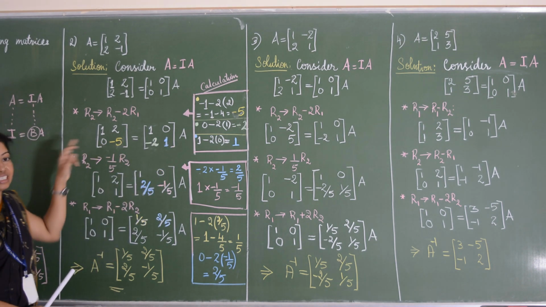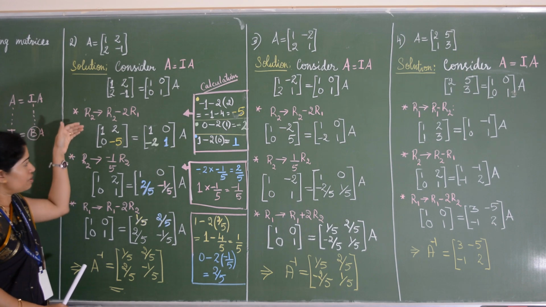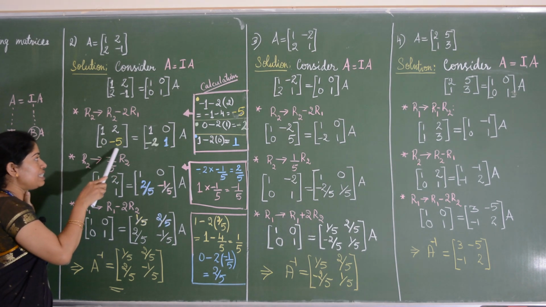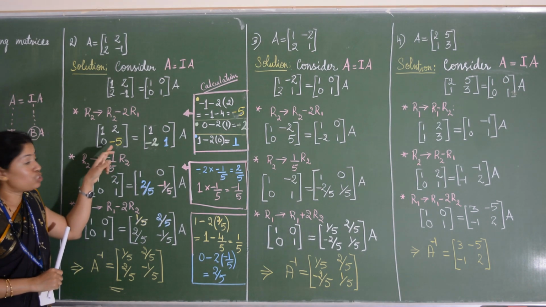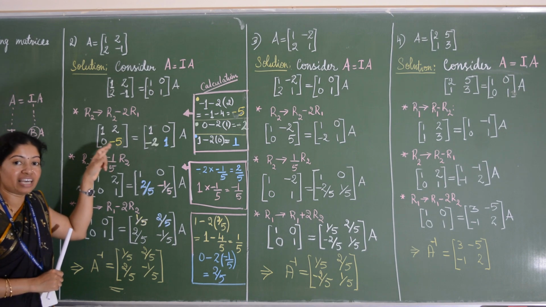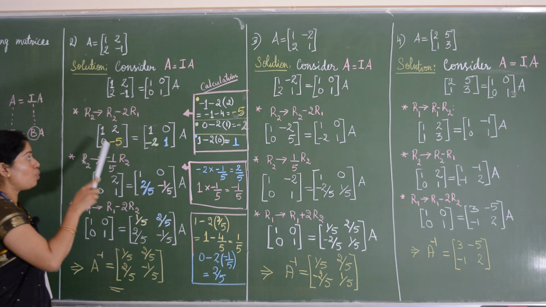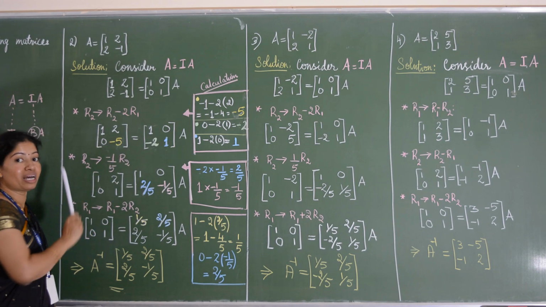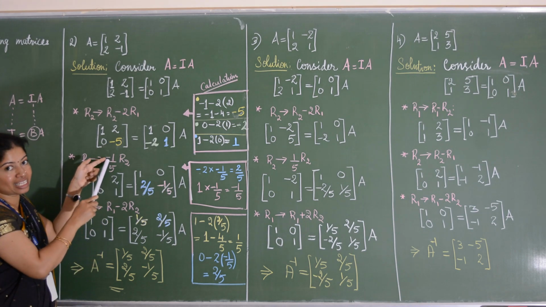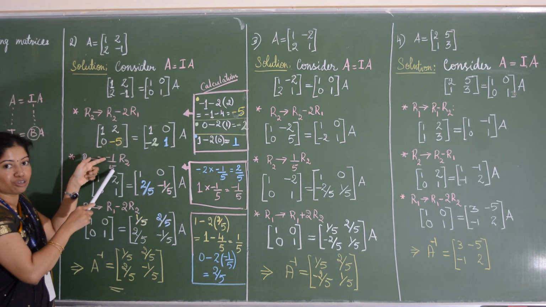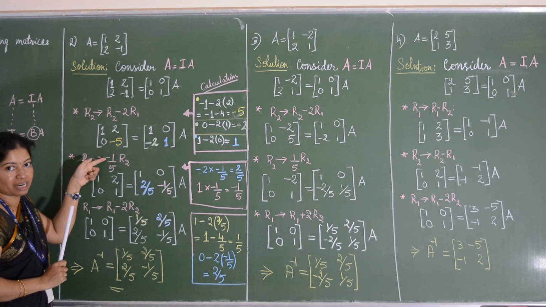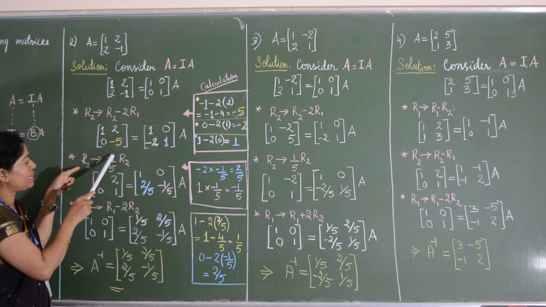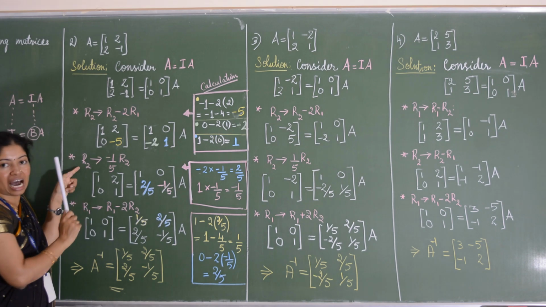So we made this entry a 0 in the first elementary operation. Next, we need to make this entry a 1. How to make this entry 1? We have here minus 5. If you multiply the second row with minus 1 by 5, that time minus into minus will become plus, and 5 you can cancel with this 5, then it will become 1. So we will do the operation: R2 changes to minus 1 by 5 times R2.